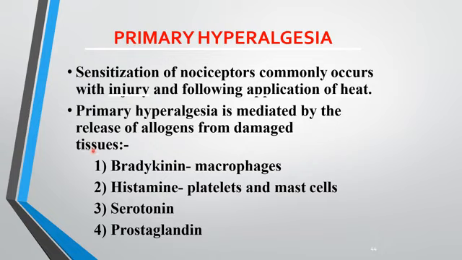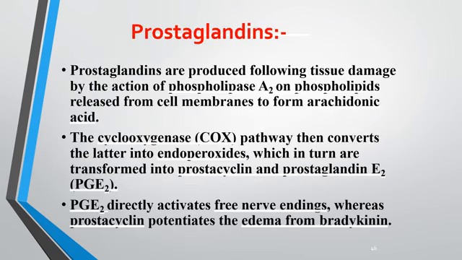It is mediated by the release of algogens from damaged tissues. So what are released? Bradykinin, histamine, serotonin, and prostaglandins. So histamine from platelets and mast cells, bradykinin from macrophages, and serotonin and prostaglandins are also released in primary hyperalgesia.